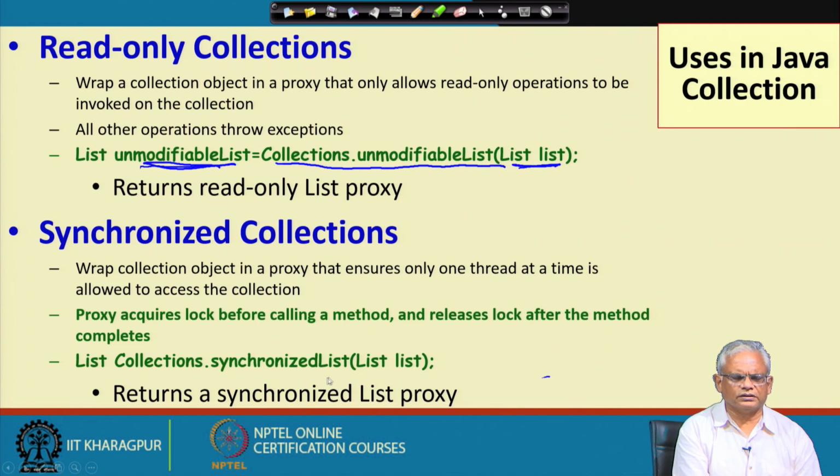And here the code is that the client deals with only the proxy. The list is given as an argument in the constructor, and the client deals with only the proxy.